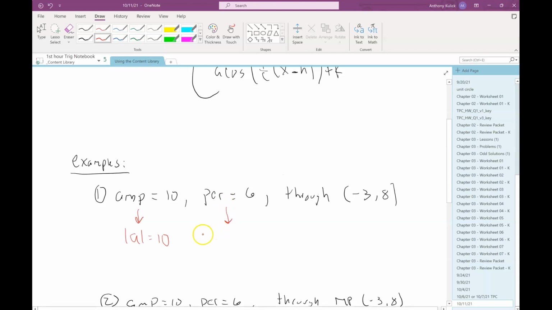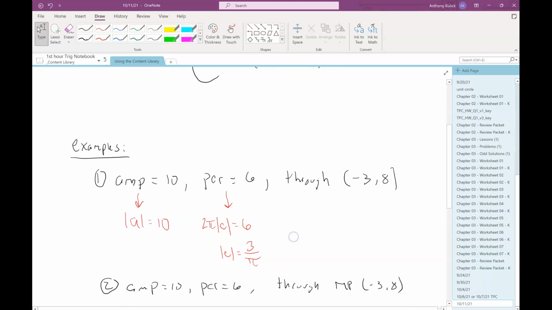The period, remember, the period is 2 pi times C. So I can solve by dividing both sides by 2 pi. So the 2 and the 6 reduce to give me a 3, and the pi is still stuck there in the denominator. And again, I've written this as the absolute value of C.